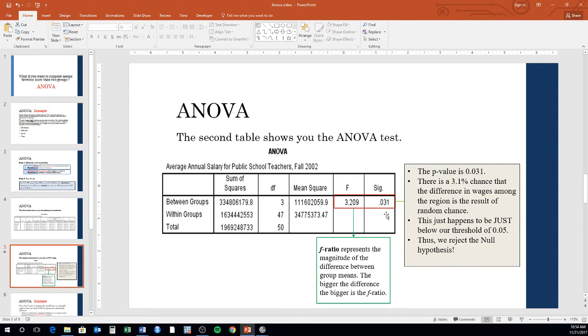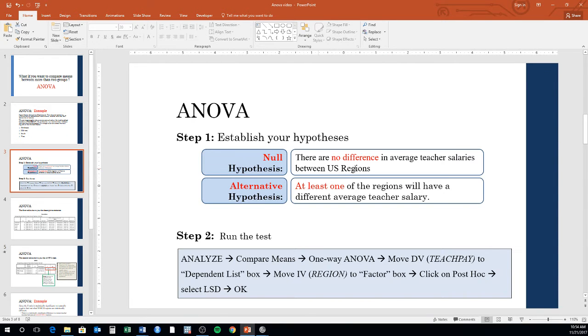In this case, the p-value is equal to 0.031. That means that there's a 3.1% chance that the difference in wages among the regions is a result of random chance. This is below our threshold of 0.05, which means that we reject the null hypothesis, right? So if we go back to this slide, we reject the null hypothesis that there's no difference in average teacher salary among the regions, and we have to accept the alternative hypothesis that at least one of the regions is significantly different.